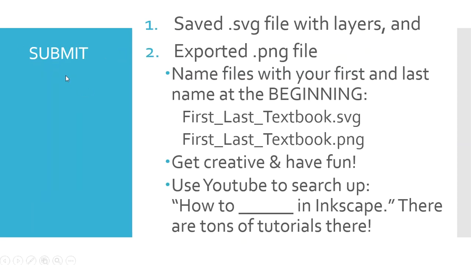All right, so what you're going to submit is the saved SVG file with your layers and the exported PNG file so that we can show that image in our class critique. You will name files with your first and last name at the beginning. I know sometimes people put them at the end, but I'm asking you to please be consistent and put it at the beginning. The rationale behind this is that when I go to pull up your work, all of your work will be right there, organized neatly under your name instead of in 20 different places because the first letter of all of your files is different, okay?